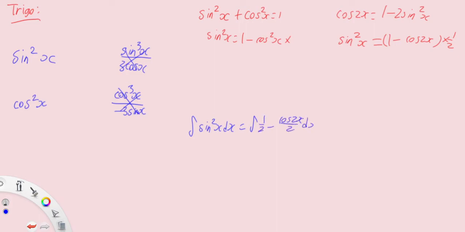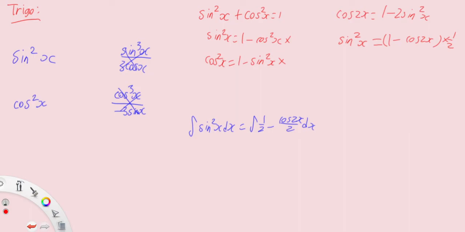As such, we will be integrating sine square x as integrating (1 minus cosine 2x) over 2 dx. What about cosine square? If you go back to the first formula, we'd get cosine square x equals 1 minus sine square x, which again we can't integrate directly, so this is not the ideal answer.